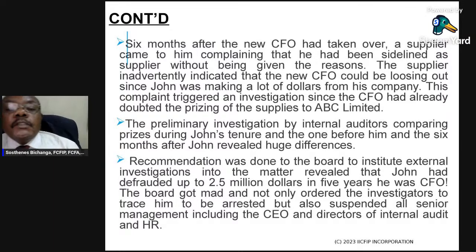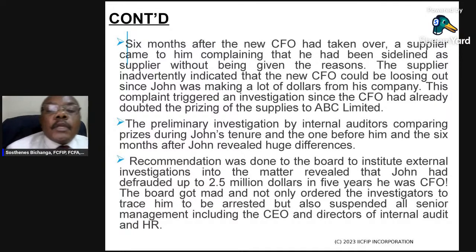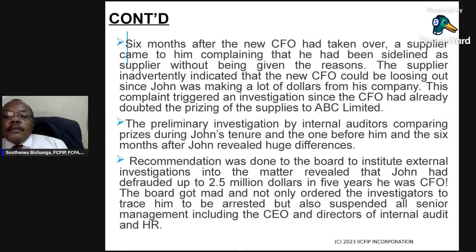6 months later, the new CFO who had taken over met a supplier who came to him complaining that he had been sidelined as a supplier without being given the reasons. The supplier inadvertently indicated that the new CFO could be losing out since John was making a lot of dollars from his company. This complaint triggered an investigation since the CFO had already touted the pricing of supplies to ABC Limited.